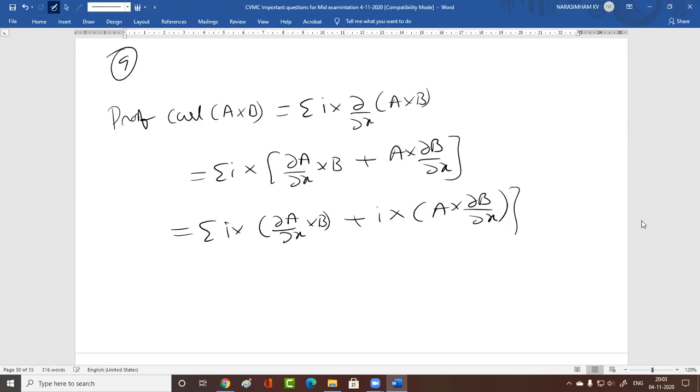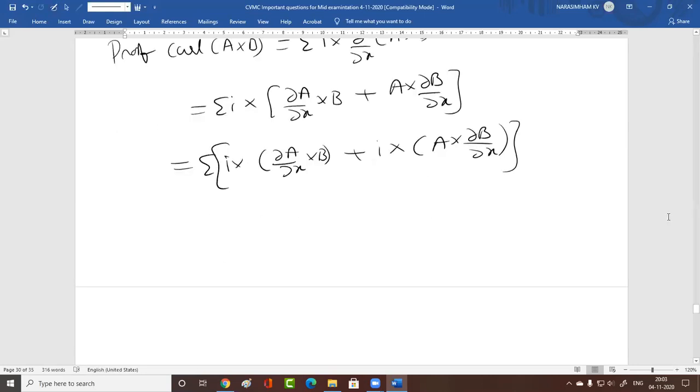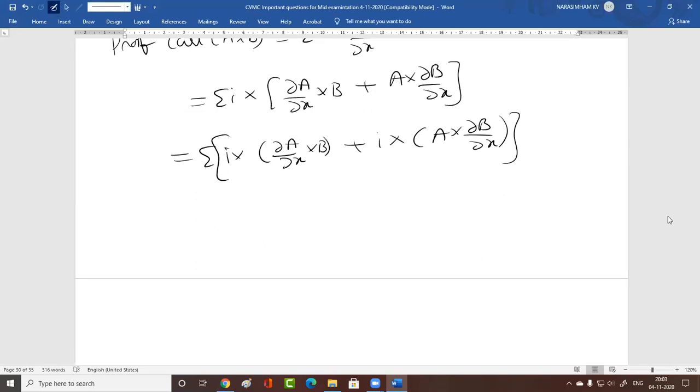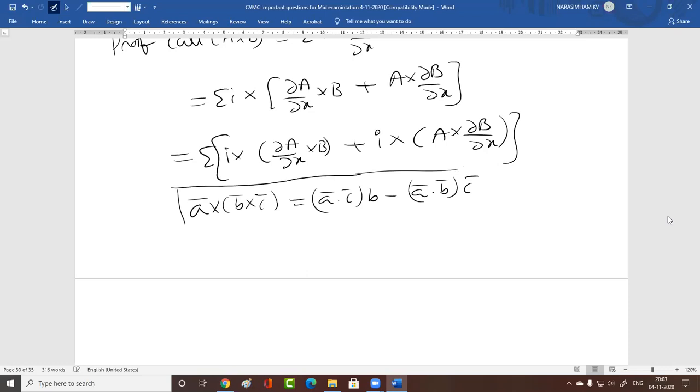Now here we will apply a known formula from vector algebra: A bar cross B bar cross C bar equals A bar dot C bar into B minus A bar dot B bar into C bar. So we will use this formula for simplifying the remaining result. This is A, this is B, this is C.